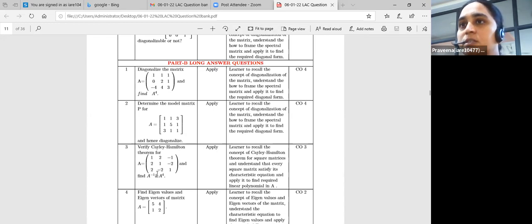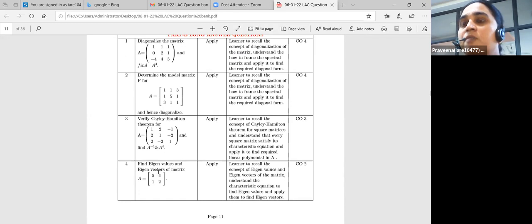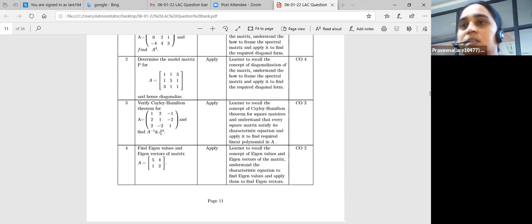And what about the third question? See, all of you here. Verify the Cayley-Hamilton theorem for [1, 2, -1; 2, 1, -2; 2, -2, 1], and find A inverse and A power 4. It is also there in your notebook. Maybe the exact question is not there, but the model is there in your notebook. Okay, that's the third one.